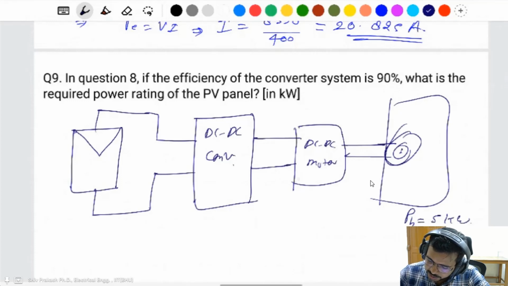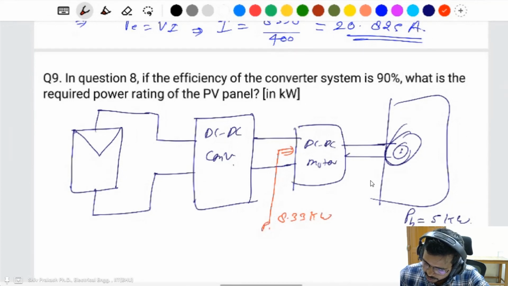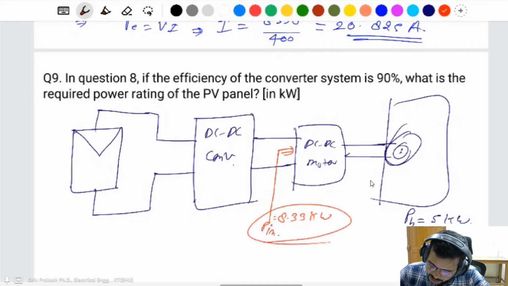And after the DC motor, the power required is 8.33 kilowatt. This is the input power of the motor, you can say P in. I have written P in as the power of the motor. The total efficiency is 60%, and the converter efficiency is given as 90%.